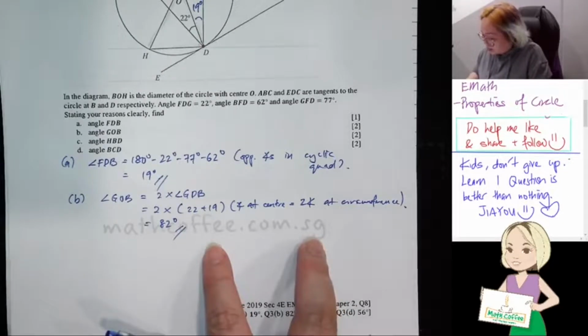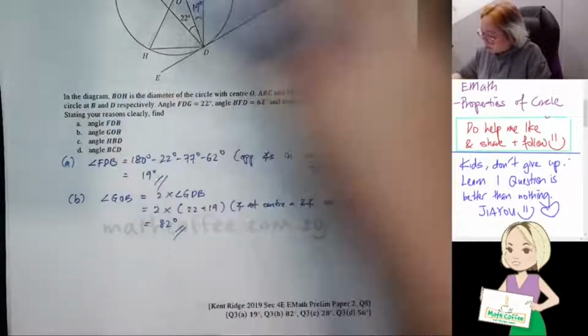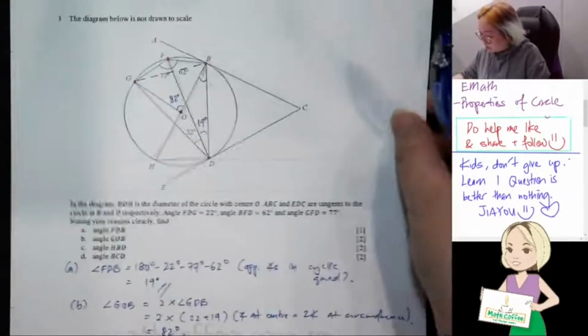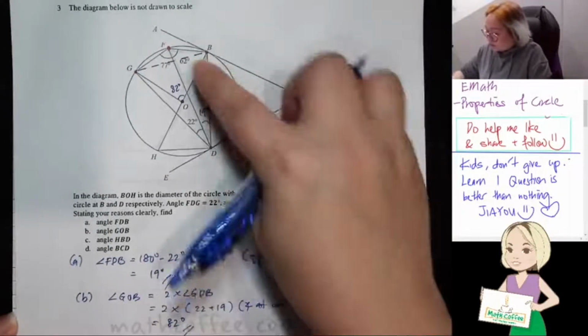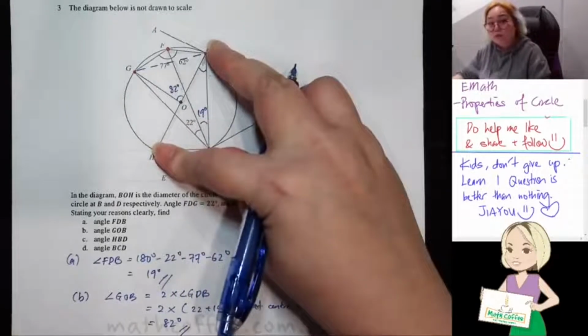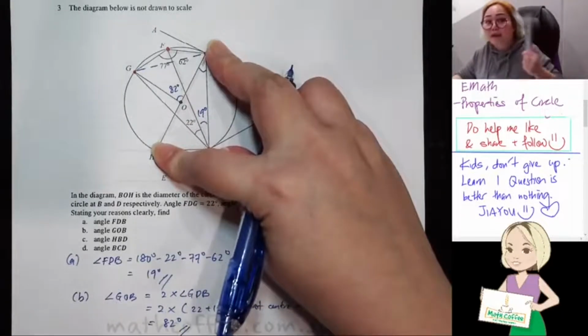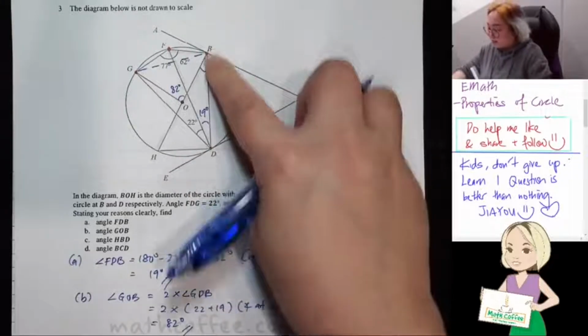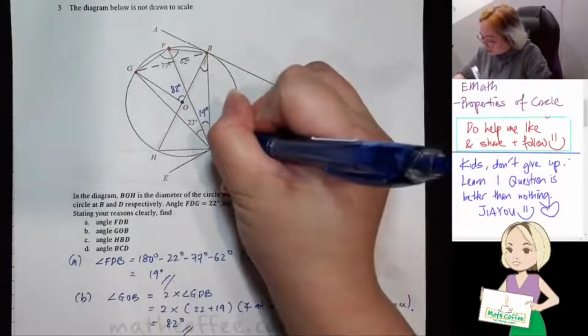So now, where am I? Okay, I'm supposed to find this angle over here. So, okay. Now, this is the diameter. So when it's a diameter, remember I tell you, you need to find angle in a semicircle. So I already can see this over here. I know this will be 90 degrees.